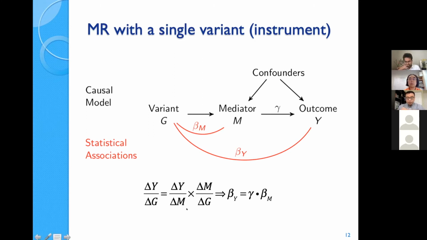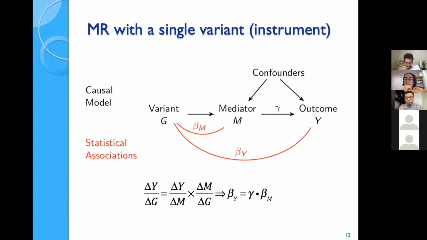Now we can write this simple equation, so we can relate this gamma with the marginal associations. Basically, we can use delta G to represent the difference of genotype between any two groups, right? Usually we encode genotype as 0, 1, or 2.